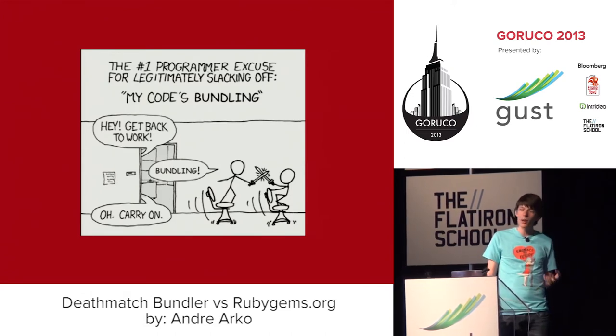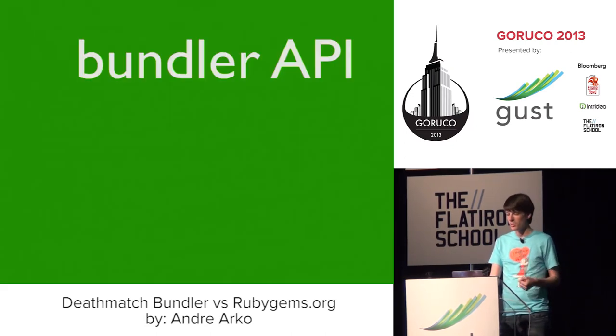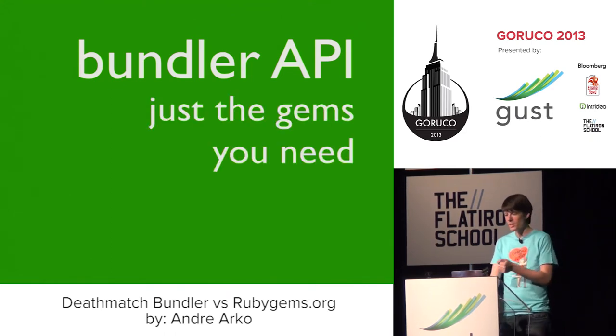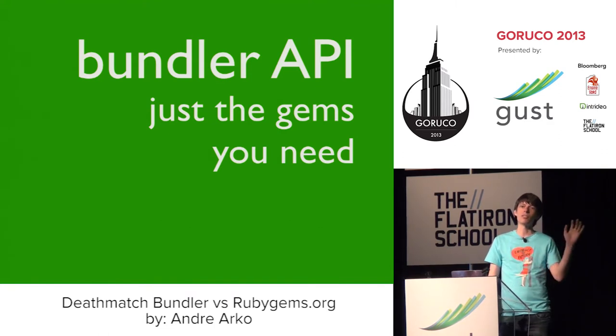So I sat down, and the Bundler guys talked with the RubyGems guys, and we came up with this plan, mostly spearheaded by Nick Quaranto. RubyGems.org would provide an API just for Bundler with just the gems that you actually needed in your gemfile, rather than Bundler having to go talk to RubyGems.org and download the entire list of every gem that has ever existed in the history of Ruby, which is how Bundler 1.0 worked. It was a little slower.